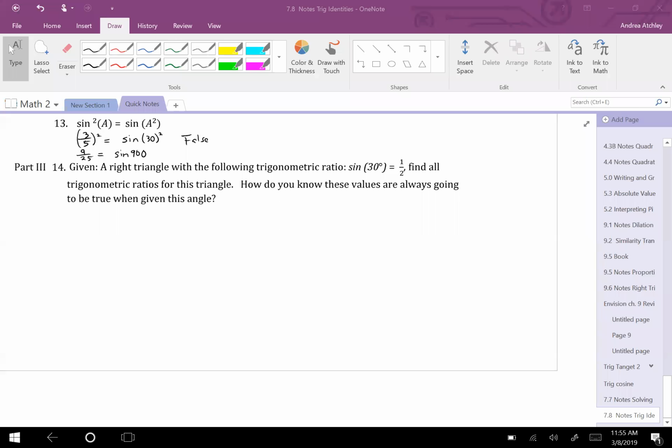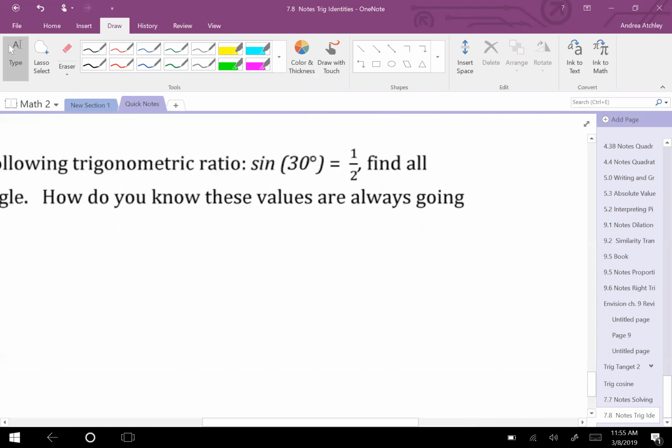Okay, on your homework, you're going to have to do a problem kind of like this. A right triangle with the following trig ratios. The sine of 30 equals 1/2. Find all trig ratios for this triangle. And how do you know these values are always going to be true when given this angle? So let's draw our triangle. Total regular right triangle. Okay, I'm going to say that this is 30 degrees.